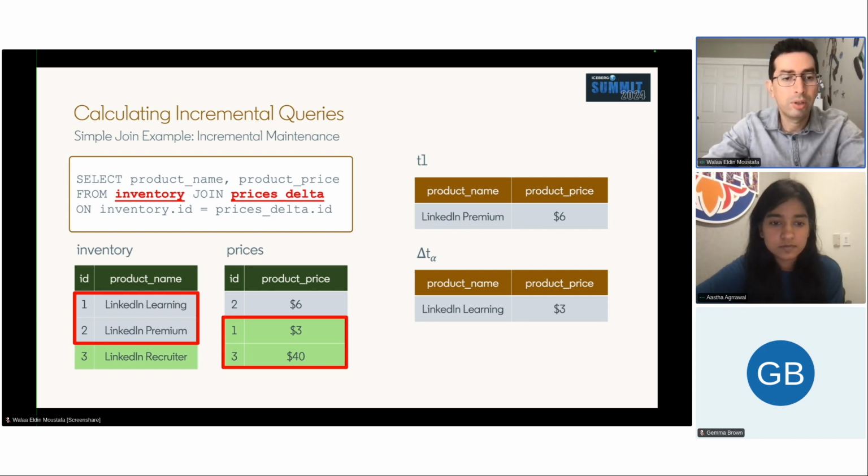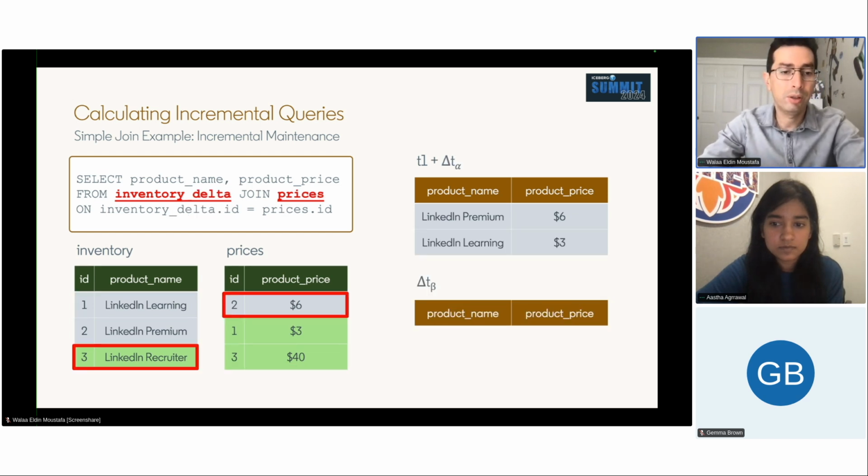So in this case, if we want to find what new data needs to be appended to the output, we would find that there is a join that needs to happen between the new changes in the prices table, which is the green part on the right table, and the existing data in the inventory, which is the gray part. That is basically the join between inventory and prices delta. So that's one piece of the new data that needs to be added to the output.